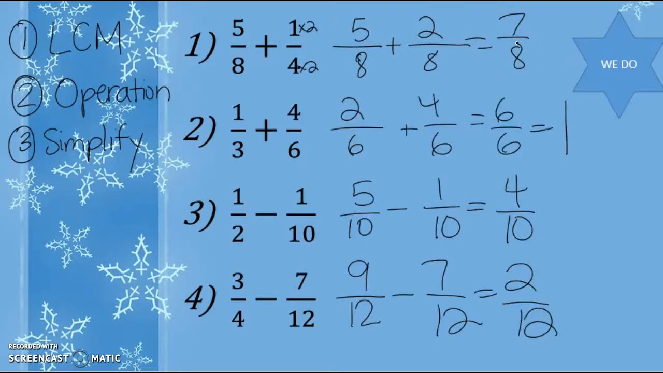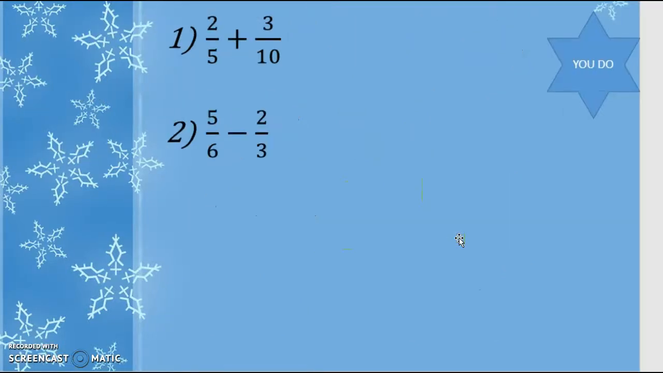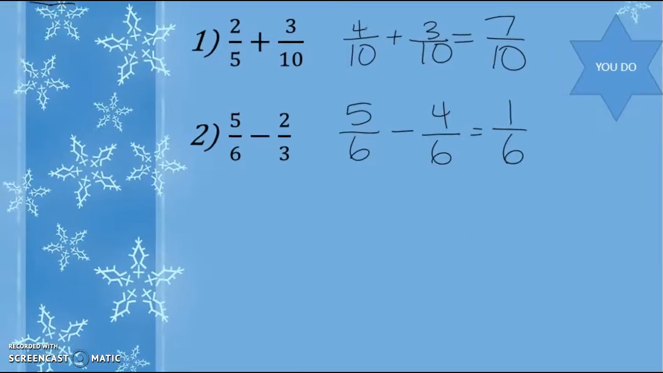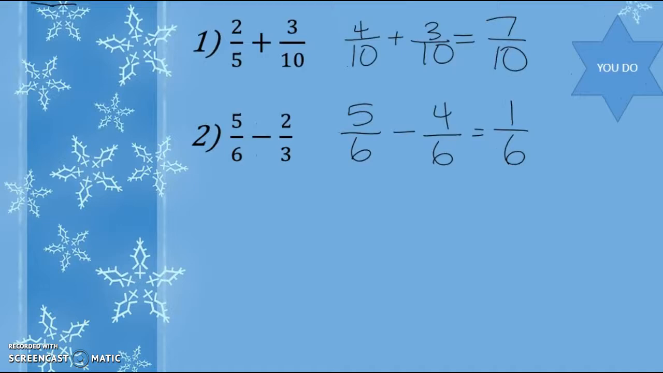So here we've tried a few more. Notice that the answer to this one was a whole number, which is 1. Notice here that we changed the denominators to 10, and then 5 minus 1 is 4. 9 minus 7 is 2. Now it's your turn to try these two problems on your own. Pause the video and come back for the answer. Okay, here's the answer to the you do 7/10 and 1/6.